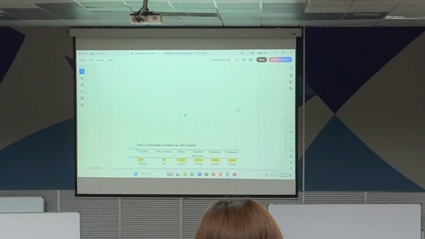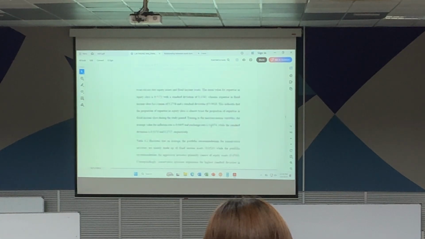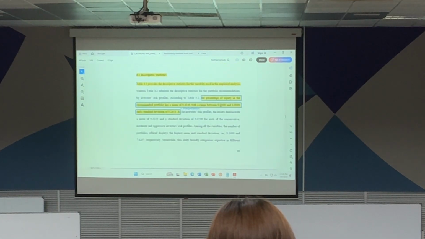To interpret, I use the yellow one only, EQU. So EQU got 90 observations. You can see my mean, standard deviation, minimum, maximum, isn't it? So how do I report? This is one way in yellow.